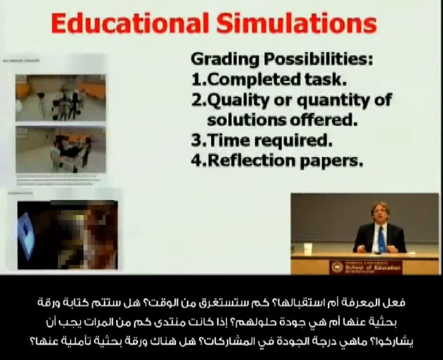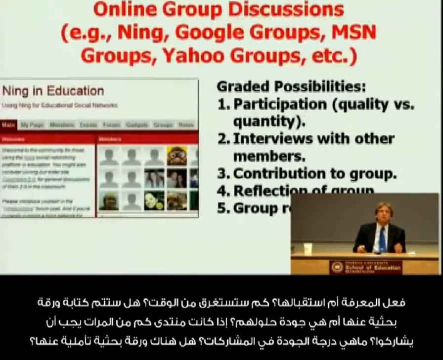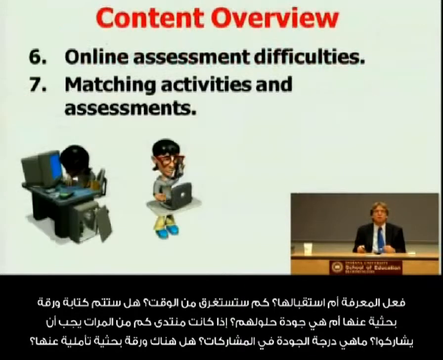Doing versus receiving knowledge. If it's an educational simulation, have they completed the simulation? How long did it take? Did they write a reflection paper around it? What is the quality of their solutions? If it's an online discussion forum, how many times have they participated? What's the quality of that participation? Do you have reflection papers on it?